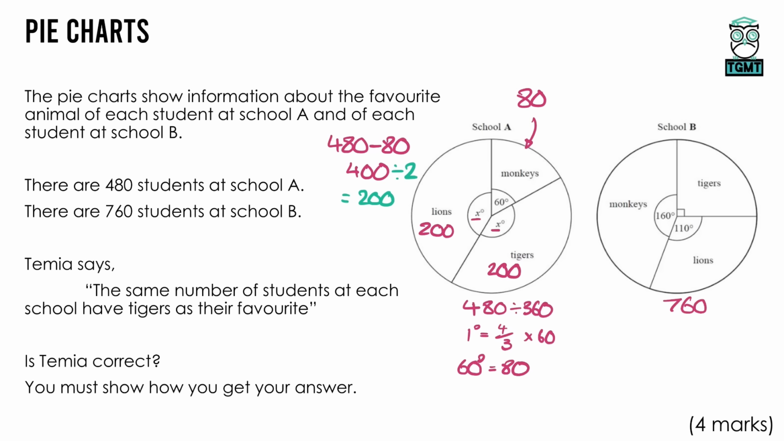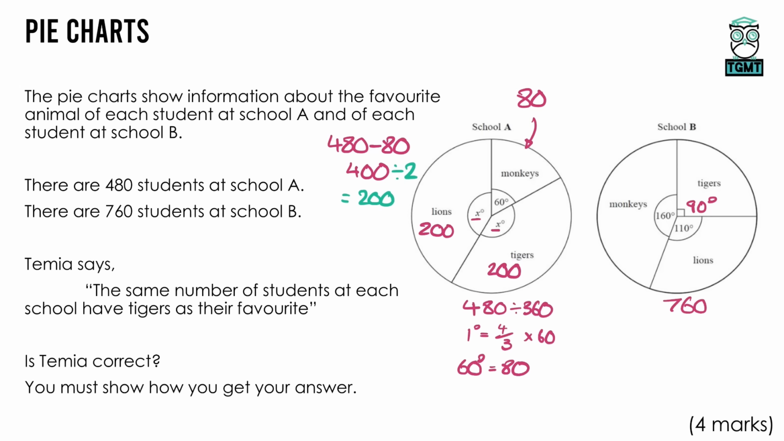We now know how many people preferred tigers at School A, so we're just going to have a look at School B. Now as it turns out, in School B this is actually a 90-degree angle. And a 90-degree angle is a very nice one because that's 1/4 of the circle. So we could actually just divide by 4 to see that amount of people in that particular sector. However, we can take the same approach.